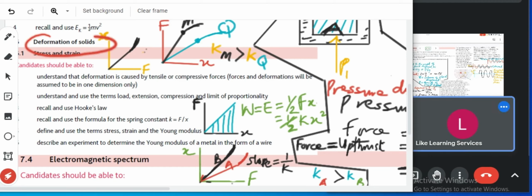That deformation of solids, Hooke's law and what have you. You can see where I am? Yeah, I can. Okay. Do you remember Hooke's law? That's from O level.